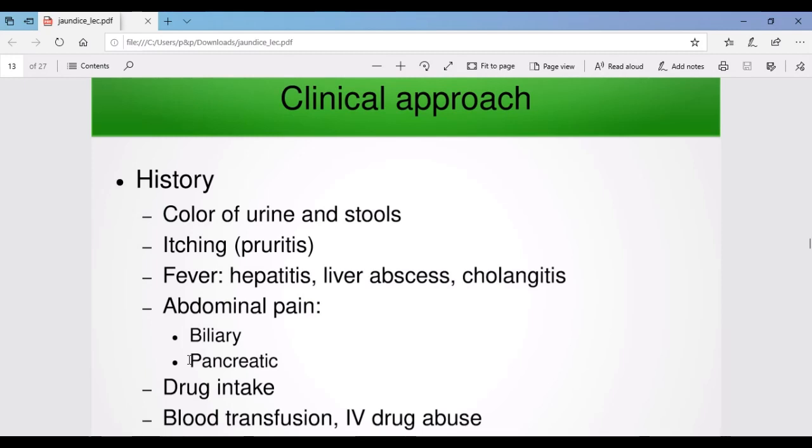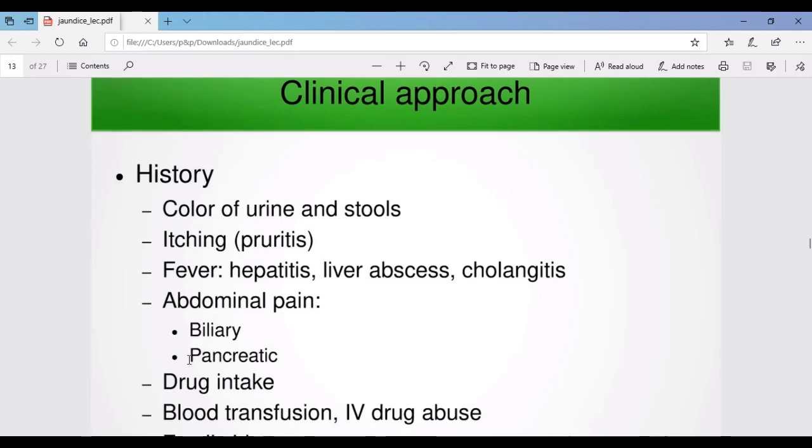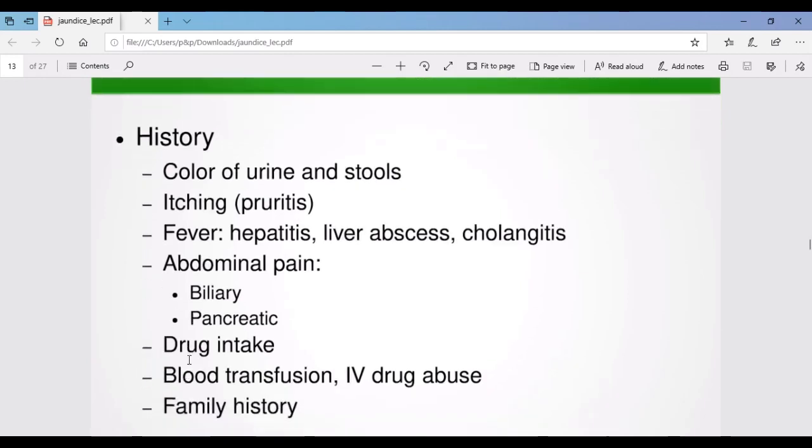We ask about drug intake because drugs interfere with bilirubin metabolism at various stages and various levels, at the level of uptake, at the level of conjugation, at the excretion, at multiple levels. Drugs can interfere. We have a long list of drugs. So simply you ask the patient what drugs he is taking, and we search if this drug has some relationship to jaundice or not. We ask the patient about blood transfusion and intravenous drug use, associated with hepatitis B and C.